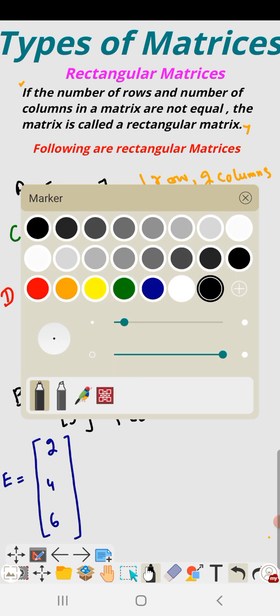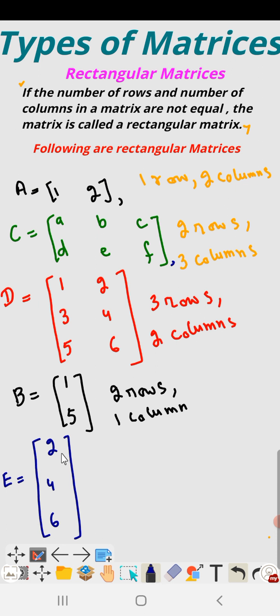Finally, we see matrix E. There are three rows in matrix E and one column in matrix E. This is row 1, this is row 2, this is row 3, and this is column 1. So there are three rows and one column in matrix E. Hence the number of rows is not equal to the number of columns. So matrix E is also a rectangular matrix.